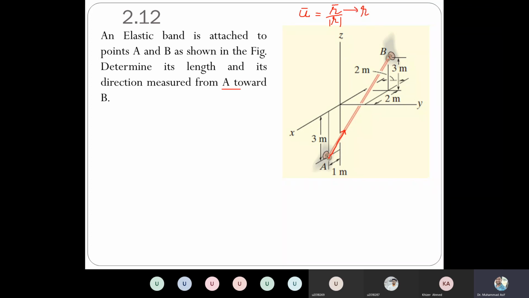This R is basically the position of B with respect to A, and this is equal to RB minus RA. And how can we get RB? RB means the position of B with respect to the origin. Similarly, what is the meaning of RA? Position of point A with respect to origin. So let's first calculate the coordinates of B. For the coordinates of B, we have to start from the origin. From origin, how can we reach point B?